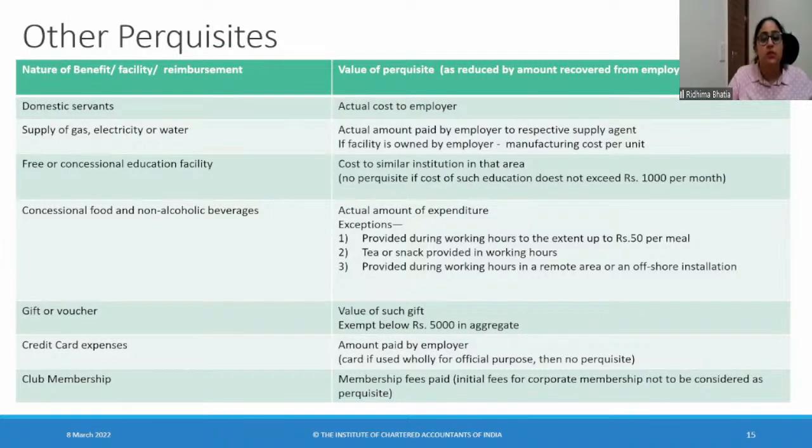Credit card expenses. If the employer is bearing your credit card expenses and that credit card is used for personal purposes, then obviously it is a perquisite. But if that credit card is used for office purposes, nothing would be perquisite. Club membership fees paid by the employer for the club facility of the employee is taxable.